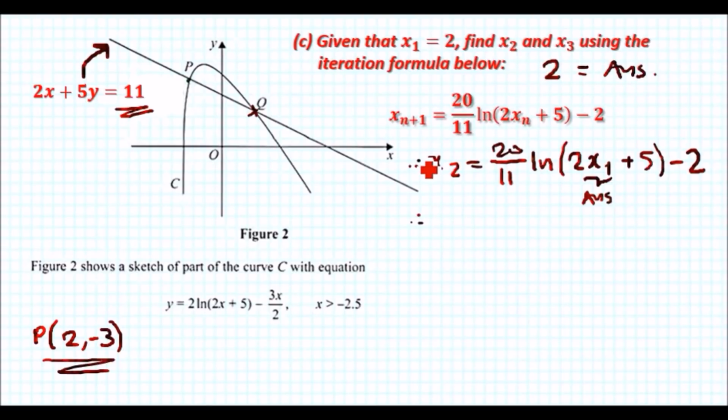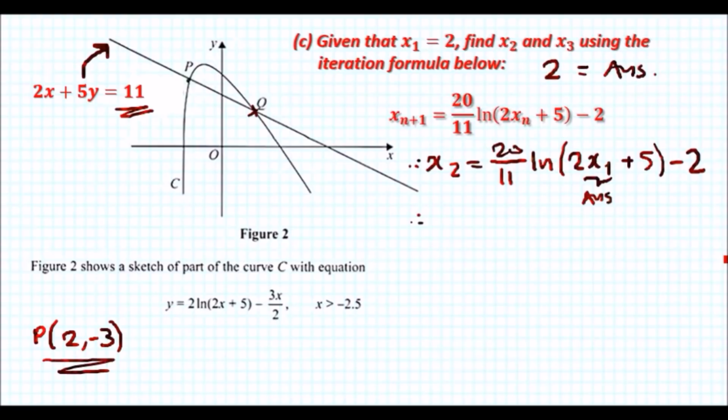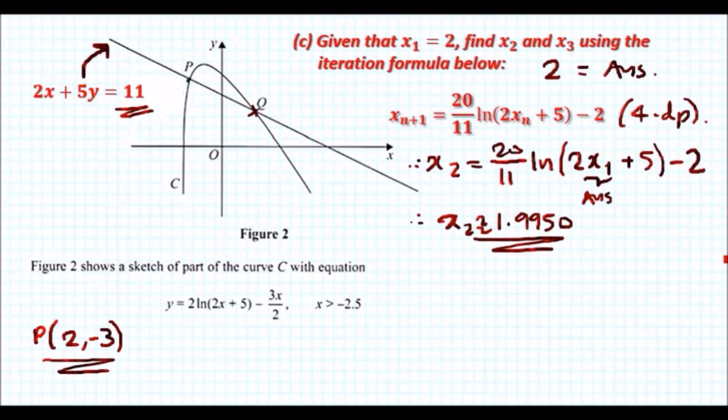When you put this in the calculator, you should get an answer of 1.9950. So x2 is about 1.9950, because basically, although I didn't write it in the question, you need your answers to 4 decimal places.